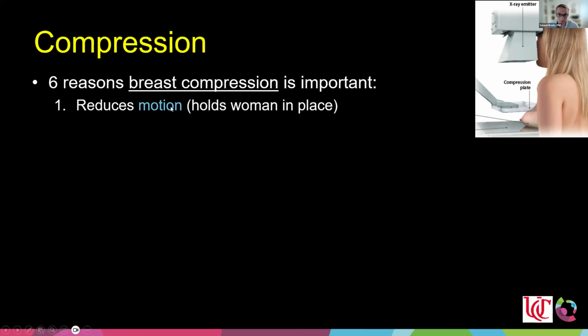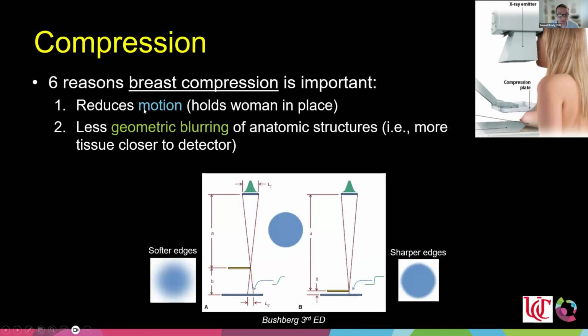First, it reduces motion. I already told you that we want small focal spots, low mA. Therefore, we have to expose for a long time. The compression paddle actually does help hold the anatomy in place during the imaging to reduce motion.